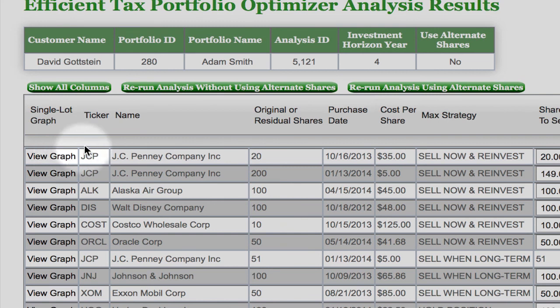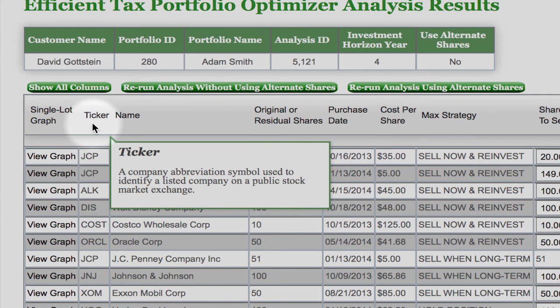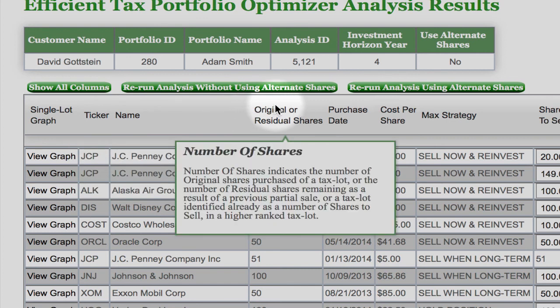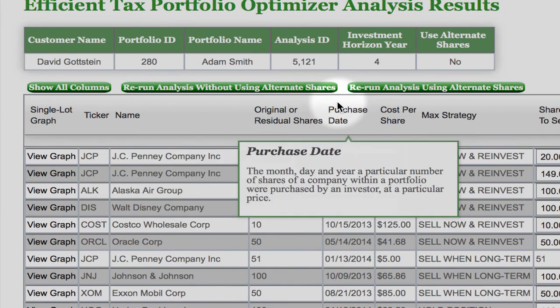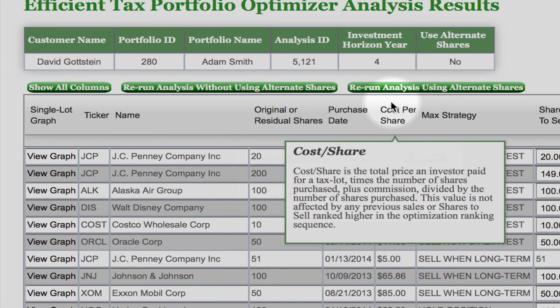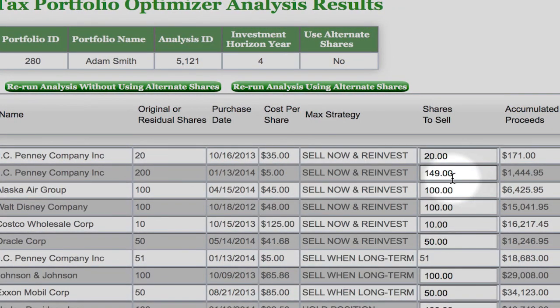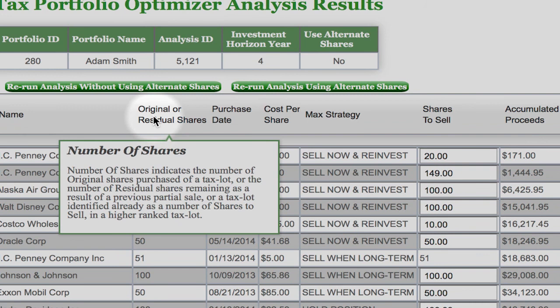Next, moving to the right, we have individual tax lot information, including a company's ticker, its name, the number of original or remaining residual shares, the date of purchase, and the cost per share. An original number of shares can be reduced by the partial sale of a tax lot. This can be a result of a shares to sell tax lot designation or position designation, or also as a result of some but not all the shares of a profitable tax lot having been sold via tax loss harvesting. Remember, you can learn the meaning of any output by hovering the cursor over its label like this.